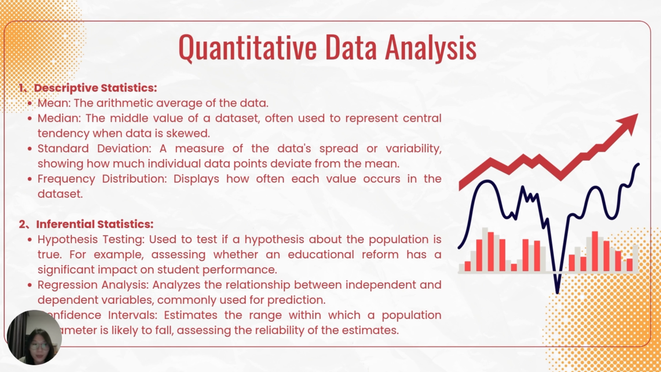Regression analysis analyzes the relationship between independent and dependent variables, and is commonly used for prediction. Confidence intervals estimate the range within which a population parameter is likely to fall, assessing the reliability of the estimates.